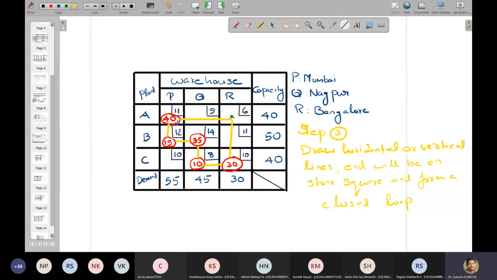For example, if you got BR as your largest negative, then your loop will be something like this. You have to ignore these two. You have to form the closed loop in such a way that the endpoint will be in a stone square. Suppose it is BR, it will form a loop like this.